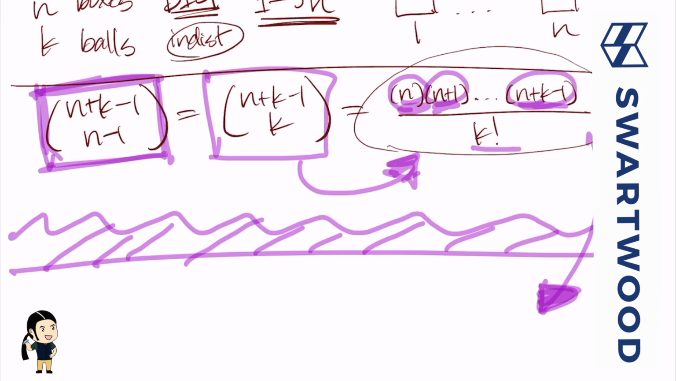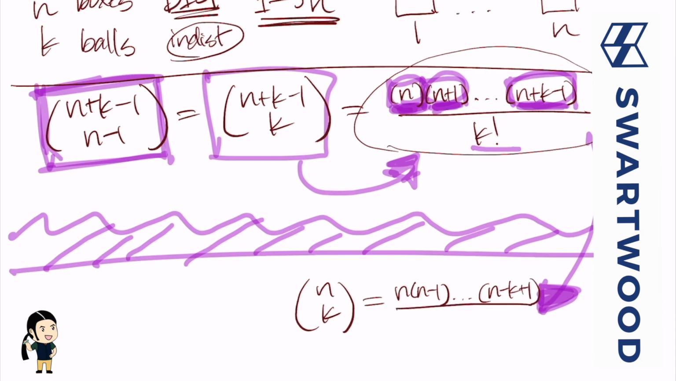What our student wanted the most was intuition, right? The connection, like why is it n times n plus 1 dot dot dot n plus k minus 1? Which in a weird way is kind of the reverse of this. So if you did the regular binomial coefficient thing and choose k, this can be written as n times n minus 1 dot dot dot n minus k plus 1 over k factorial.